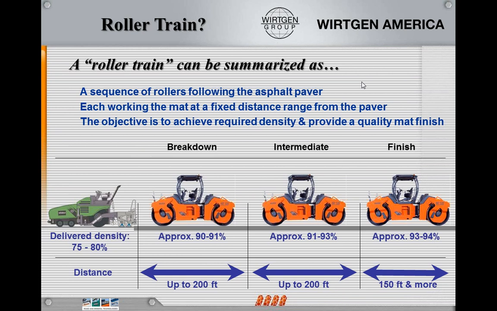We also look at the different ranges as far as the passes go. We want to make sure that our roller passes are consistent in the distance that we're running. We don't want to have them short and then actually long. If they're too short, we have too many crossover areas. If they're too long, the temperature cools down too much. So we just need to make sure we're consistent. But we do not want to try to achieve all the compaction with the breakdown roller.